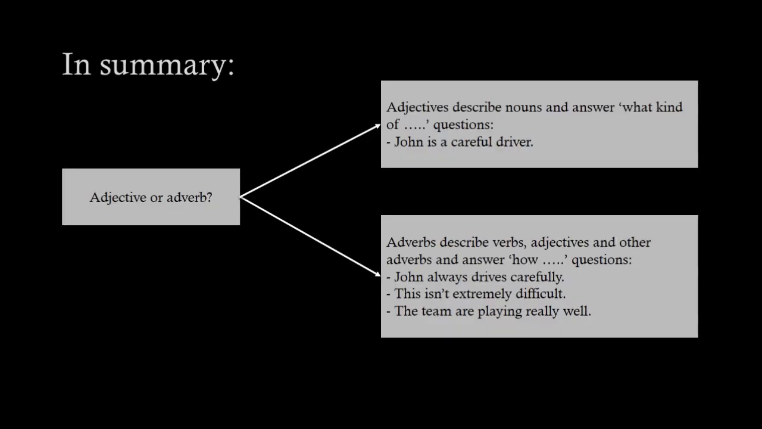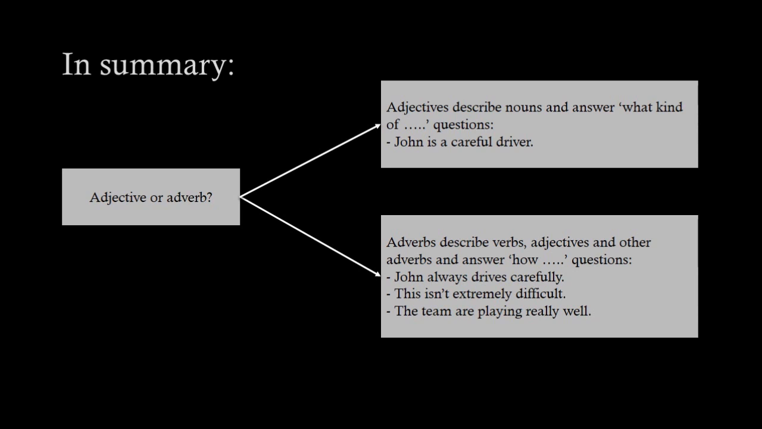Time for a summary again. We use adjectives to describe nouns, to give information about nouns. And adjectives answer what kind of questions. Take a look at the example here. John is a careful driver. Careful gives us information about what kind of driver John is.